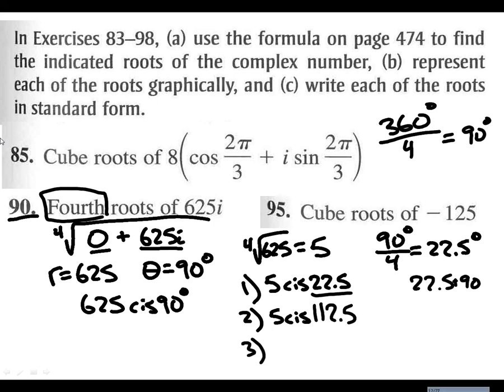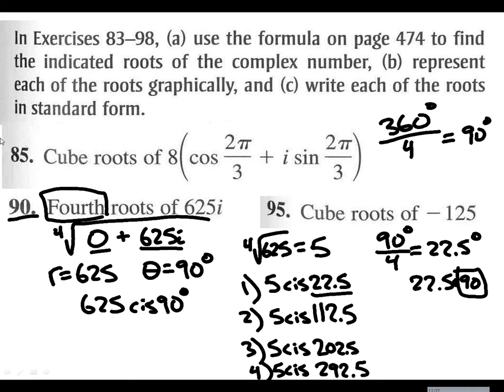For the third root, we're still going to have 5 CIS. We're going to take 112.5 and we're going to add another 90. So we end up with 202.5. And for our fourth root, 5 CIS, we're going to add another 90. So we got 292.5, for our 4 answers.